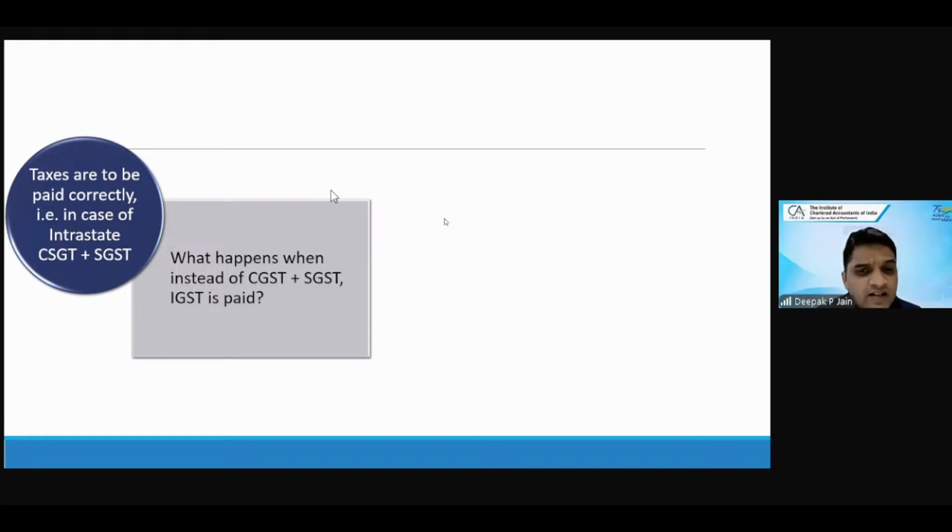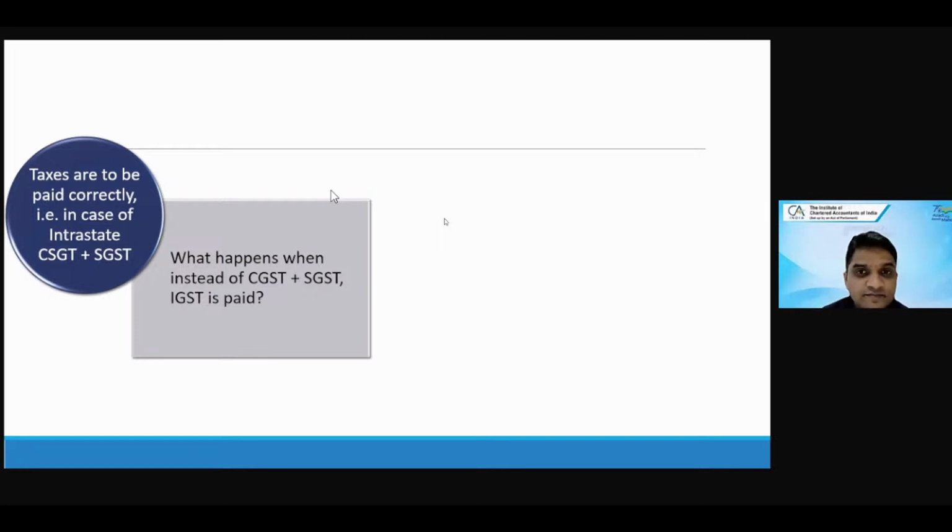Shruti Kumar is saying that you can set off. अगर आपने गलती से CGST SGST की जगह IGST पे कर दिया या IGST पे करना था आपने CGST SGST पे किया, you can set off. Respective credit claims of state and union territory will have implications, right? Refund will be wrong. IGST is paid in case of interstate supply.